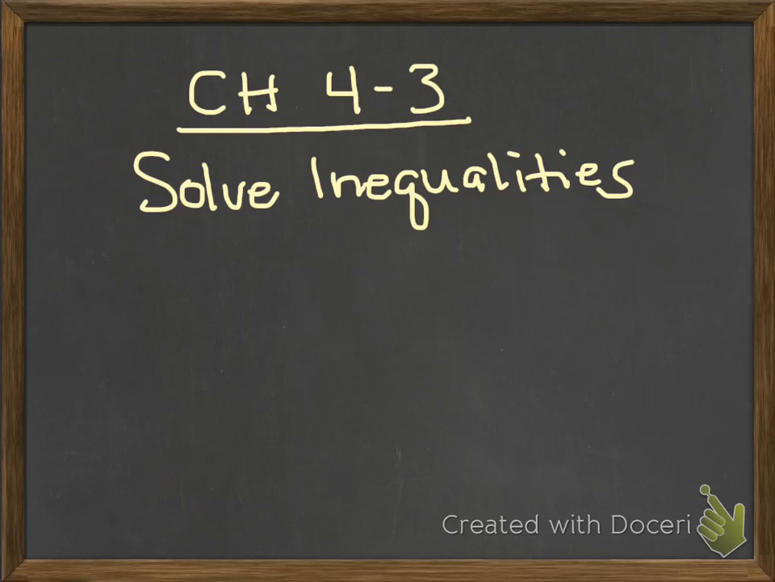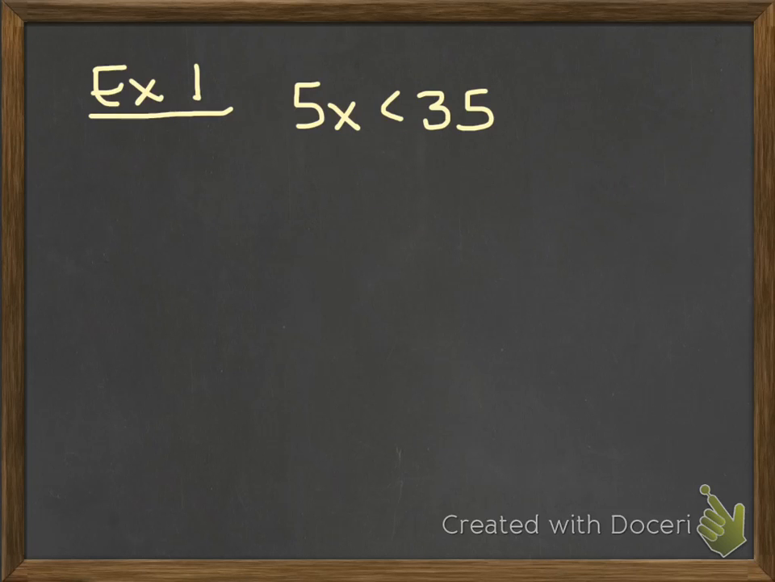Chapter 4-3 is solving inequalities. These will all be multiplying, so in order to solve them we'll need to divide. The first example is 5x is less than 35. So we're going to divide both sides by 5. And the answer we get is x is less than 7.